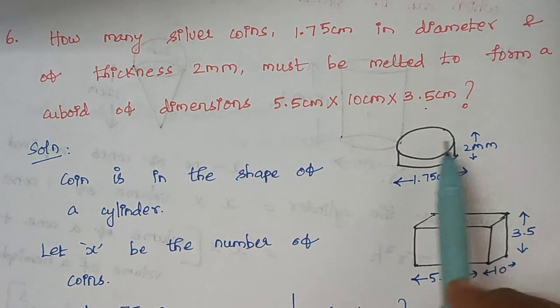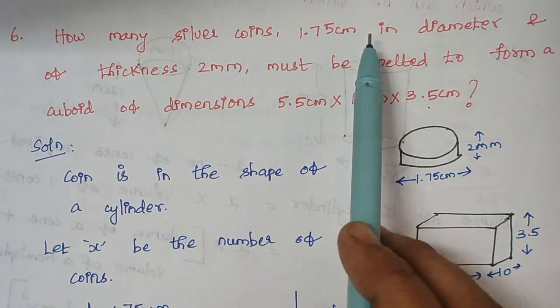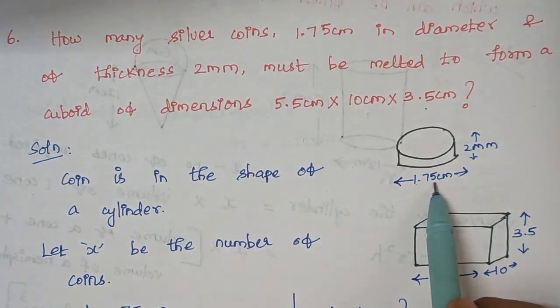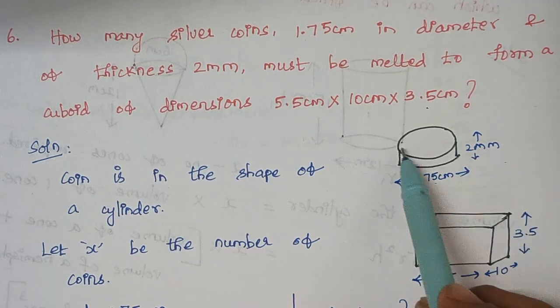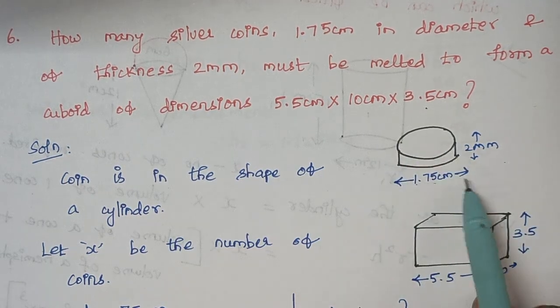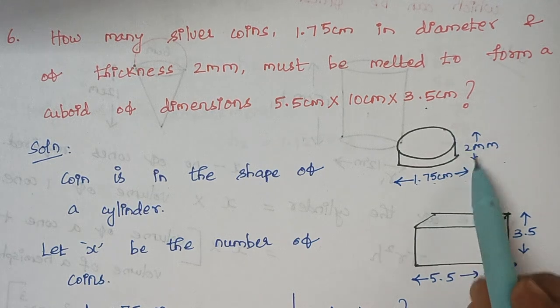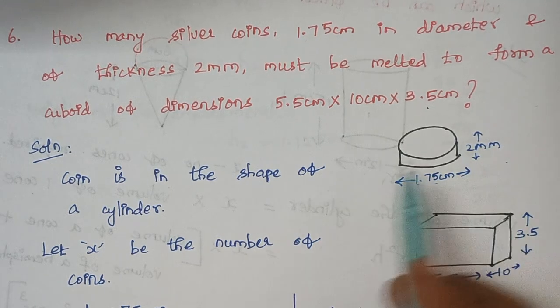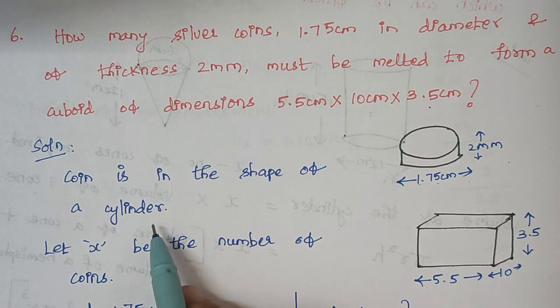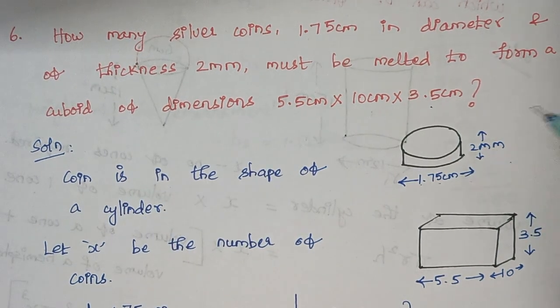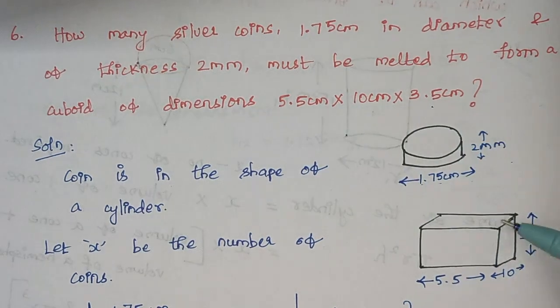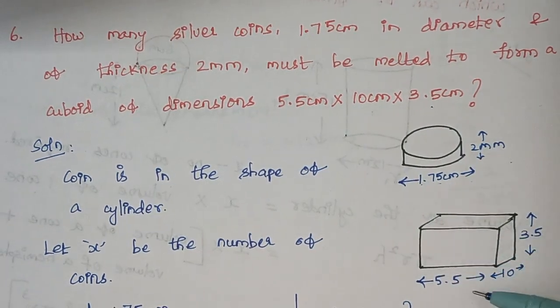So here this is a silver coin whose diameter is 1.75 and whose thickness is 2 mm. Obviously this is a cylinder with some diameter and some height, so the coin is in the shape of a cylinder. Next, the number of coins we have to find, and this is the dimension of a cuboid, 5.5 by 10 by 3.5.